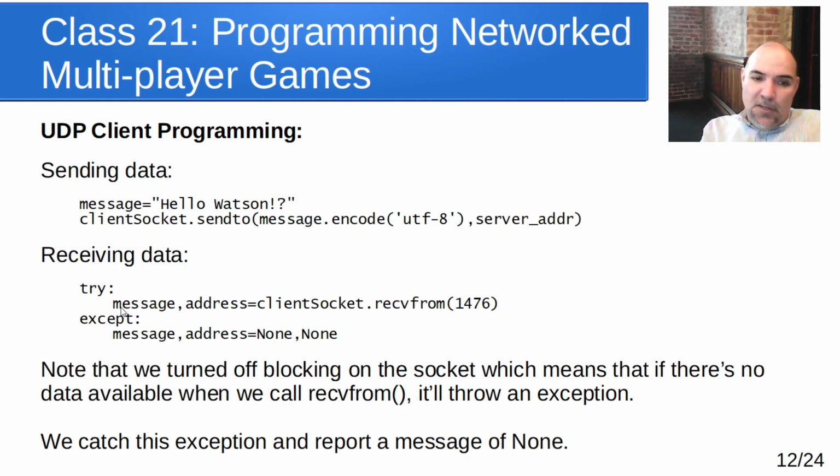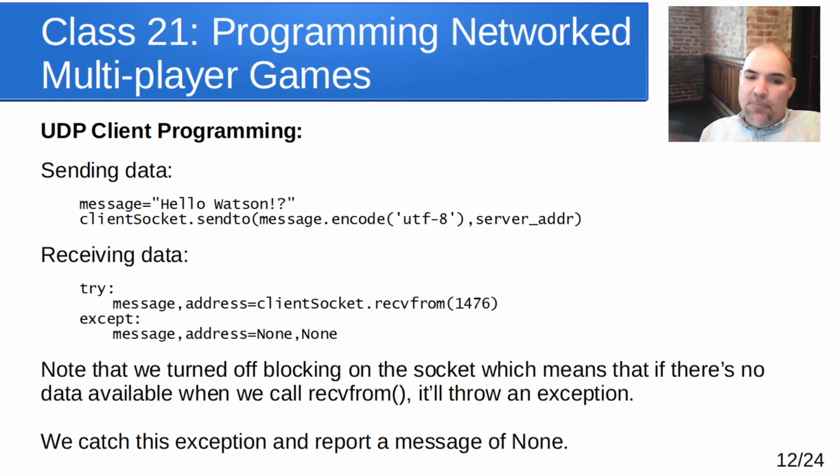And then when that comes in, we're going to get the message and we're going to get the address. Generally, since the socket was set to non-blocking, I'll put this in a try except block so that if this fails, the message will be set to None and the address will be set to None, rather than having it say, hey, I tried to receive data and there was nothing there, and crash your program. Because we turned off that blocking behavior, when there's no data available, receive from throws that exception.